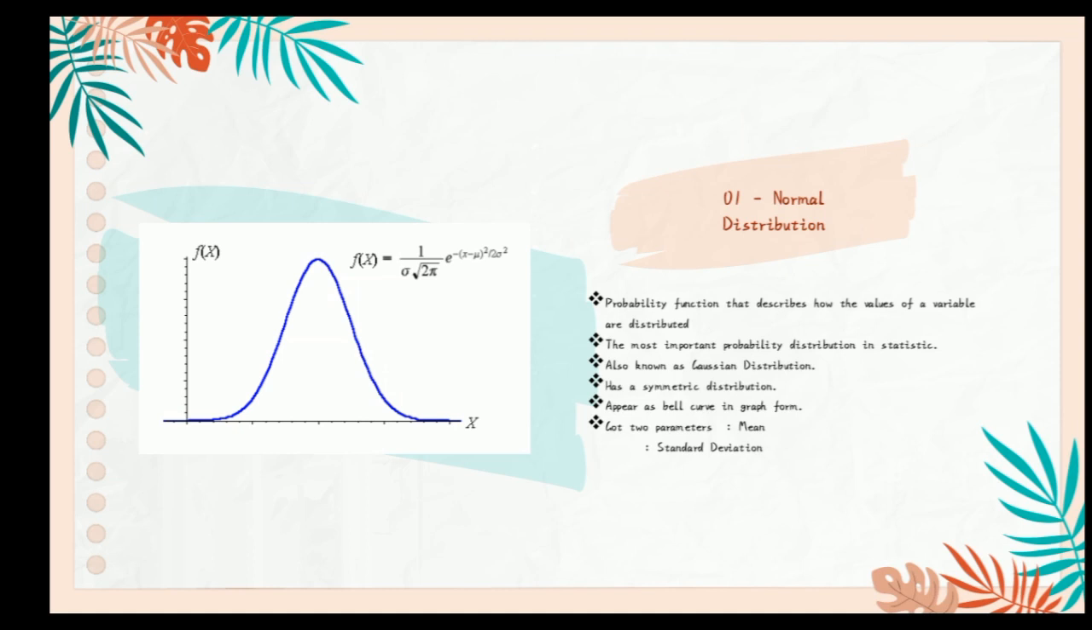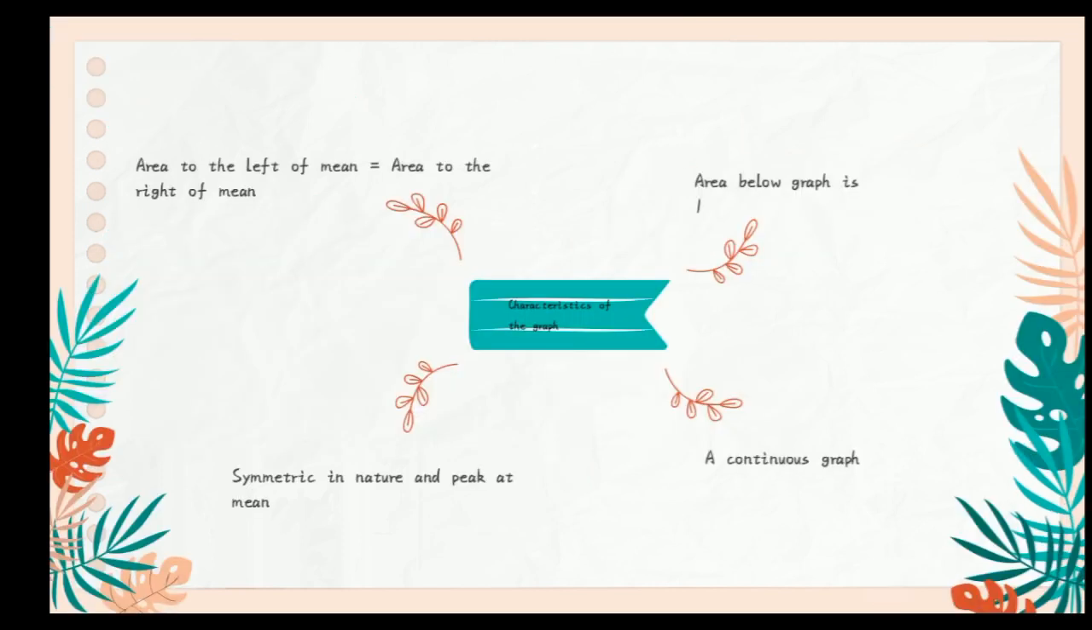The other name for it is Gaussian distribution, and it has a symmetric distribution. The graph appears as a bell shape, and it has 2 parameters, which are mean and standard deviation. The characteristic of the graph for normal distribution is that the area to the left of the mean equals the area to the right of the mean, and the area below the graph is equal to 1. It is symmetric in nature, peaks at the mean, and is a continuous graph.